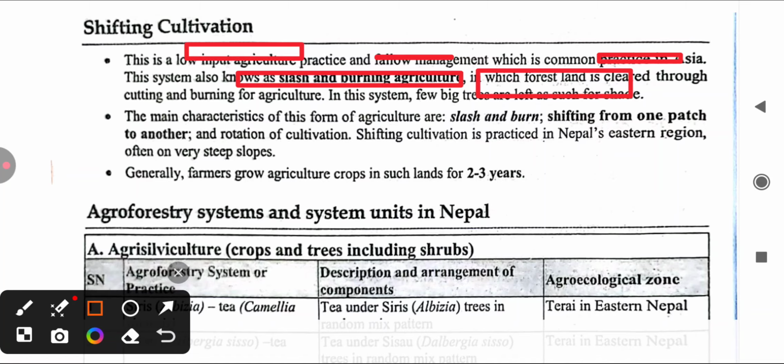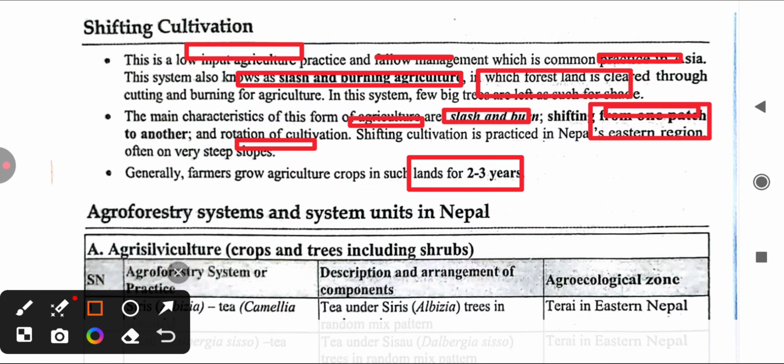Okay, the main characteristics of this form of agriculture are slash and burn, shifting from one plot to another, and rotation of cultivation. Shifting cultivation is practiced in eastern Nepal, often on very steep slopes. Generally, farmers grow agriculture crops in such land for 2 to 3 years.